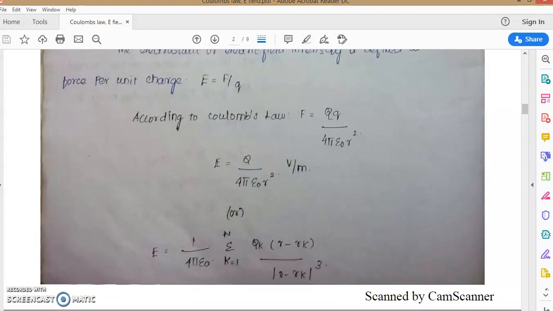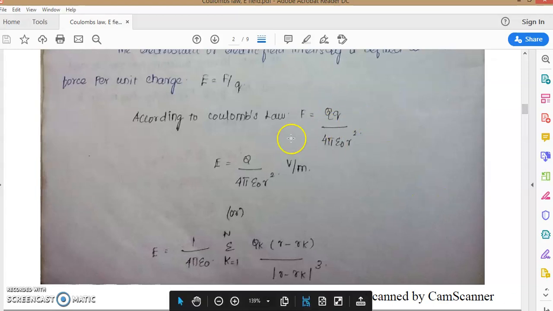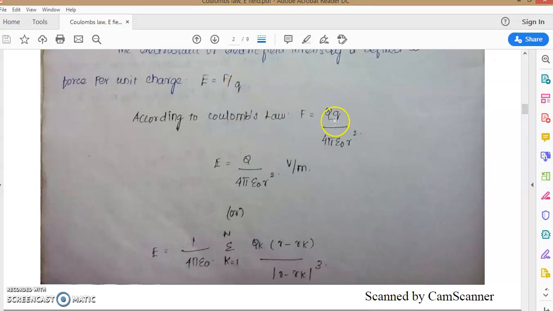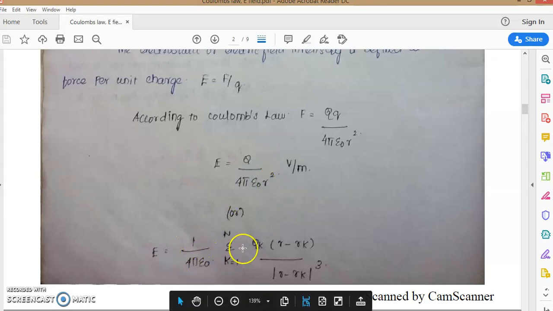But already we know the formula for the force. According to Coulomb's law, F is equal to Qq divided by 4 pi epsilon naught R square. Substitute the value of F here. This denominator Q term and this Q term would cancel. So we get the equation as Q by 4 pi epsilon naught R square. If it is more than two charges, again 1 by 4 pi epsilon naught summation k is equal to 1 to n, qk into r minus rk divided by r minus rk the whole cube.